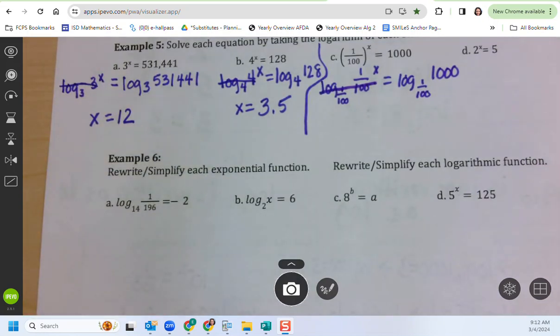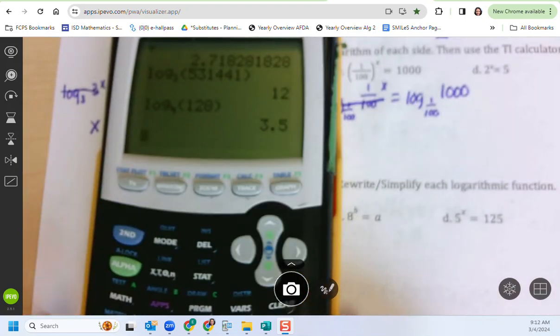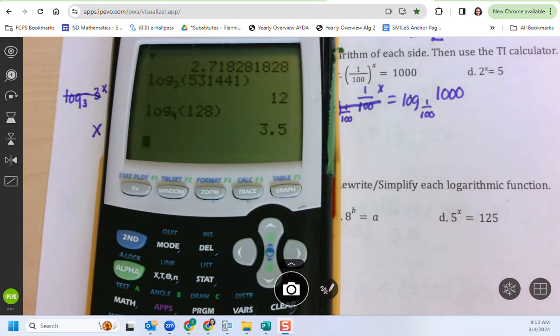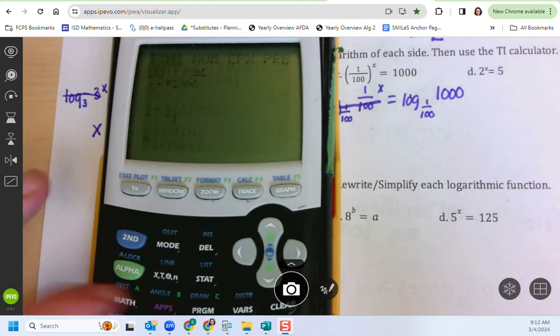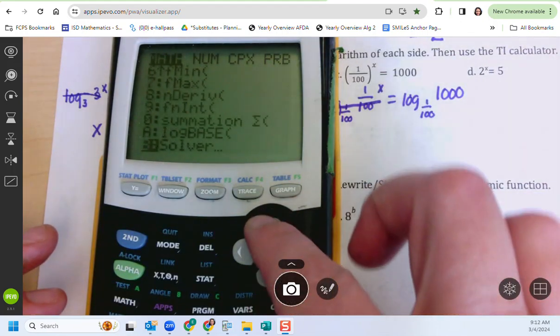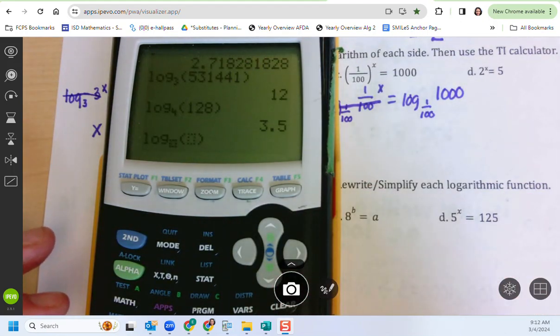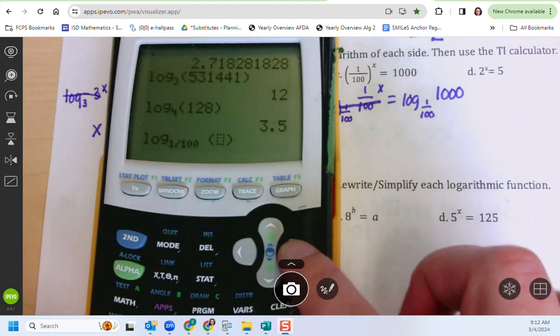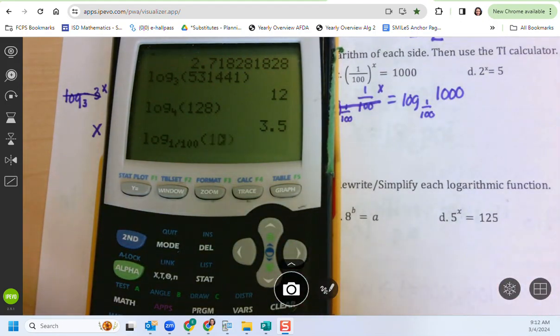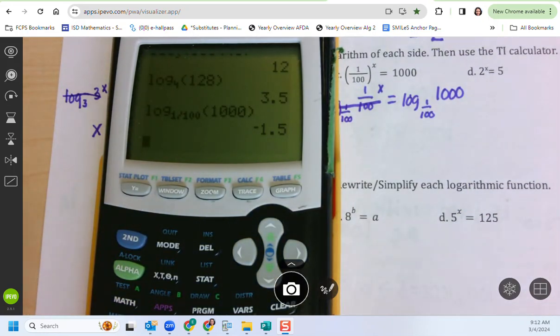How does it feel about having a fraction down there? I think it's okay. Let's try it. Okay. Math. Log base 1 over 100. Oh yeah, it's totally fine with that. 1,000. I got negative 1.5. Anybody else get negative 1.5? Good.